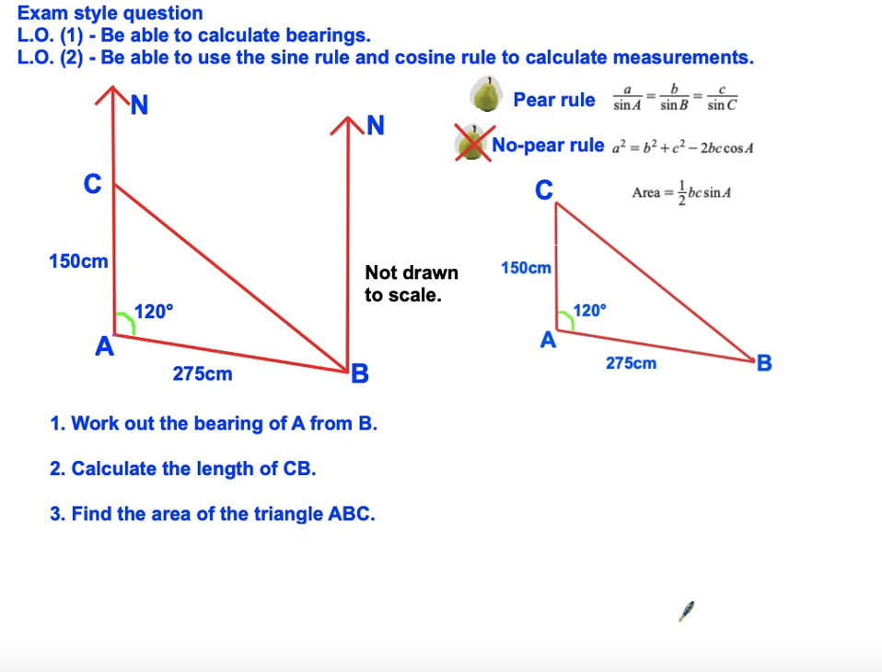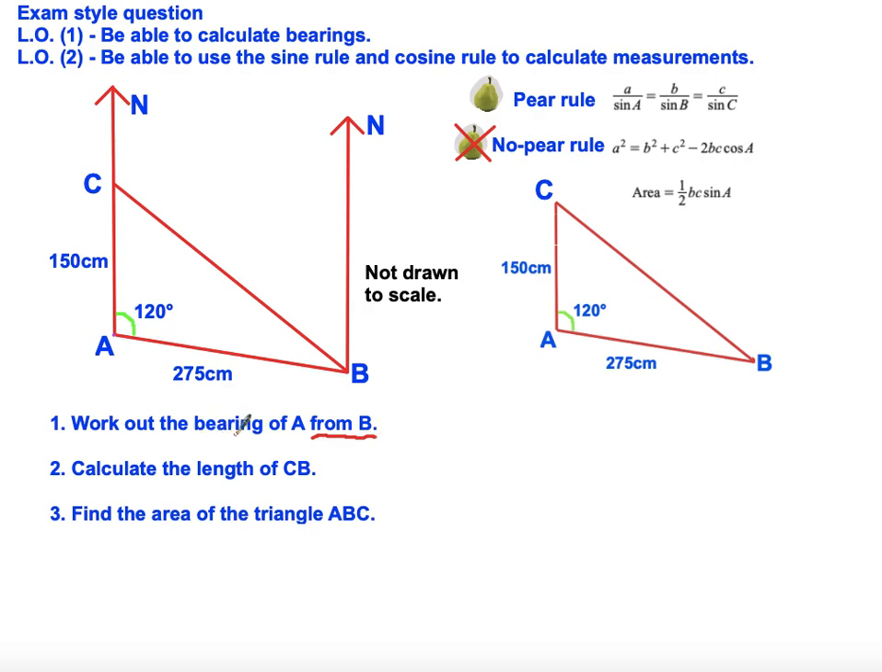So we've got a diagram, and it says that the diagram is not drawn to scale. So you can't just get your protractor out and measure an angle or measure a length with a ruler. So what do we do? Well, question 1 says, work out the bearing of A from B. Now the crucial part of this is the language of the question. It says A from B.